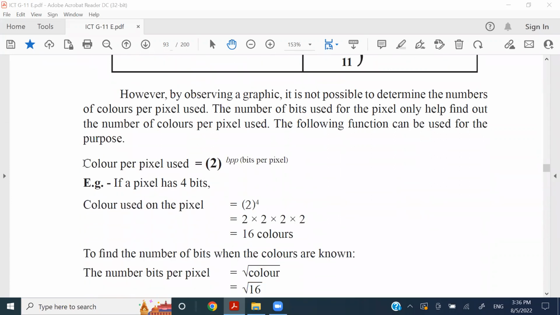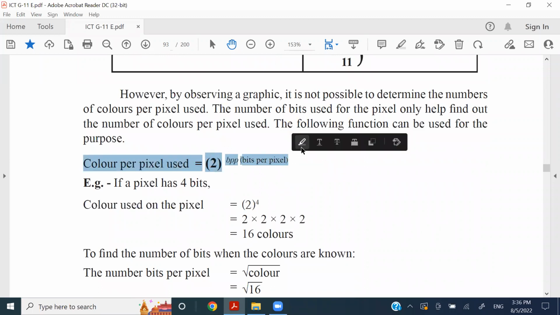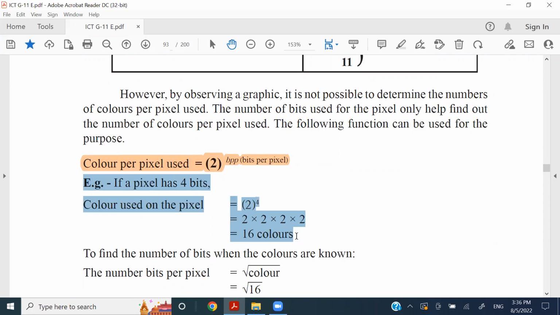Yes, you can write this particular equation, and it's better you highlight it or draw a square around it. Then it's better you write the example as well, only this part.